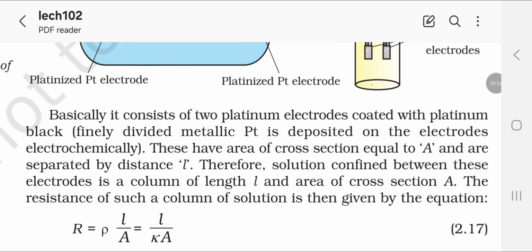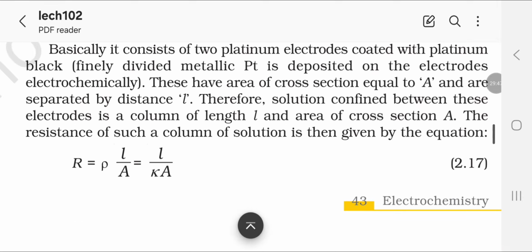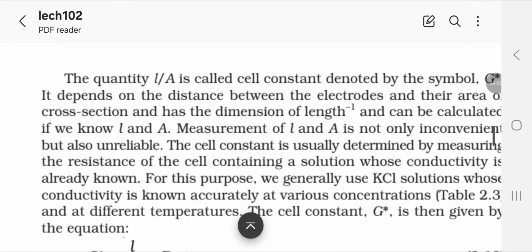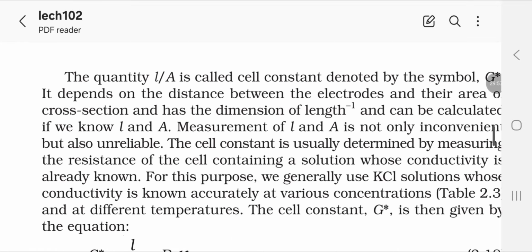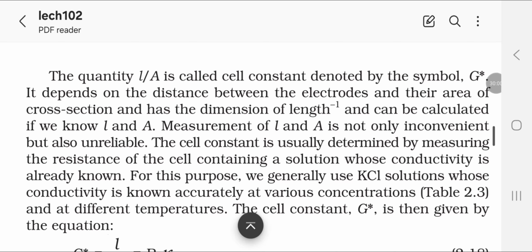Therefore, the solution confined between these electrodes is a column of length L and area of cross section A. The resistance of such a column of solution is then given by the equation R = ρL/A = L/κA. The quantity L/A is called the cell constant, denoted by the symbol G*. It depends on the distance between the electrodes and their area of cross section and has the dimension of length inverse, and can be calculated if we know L and A.